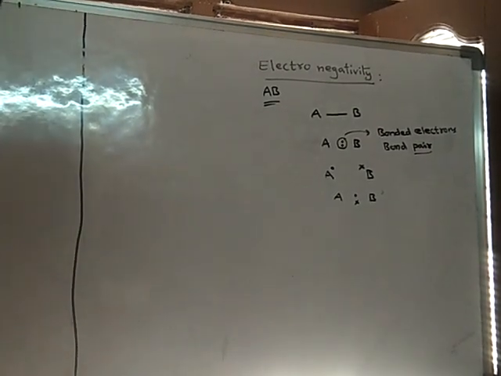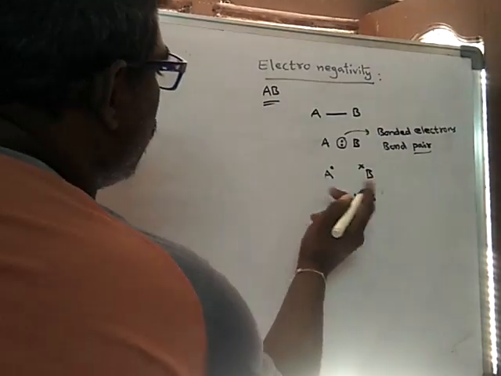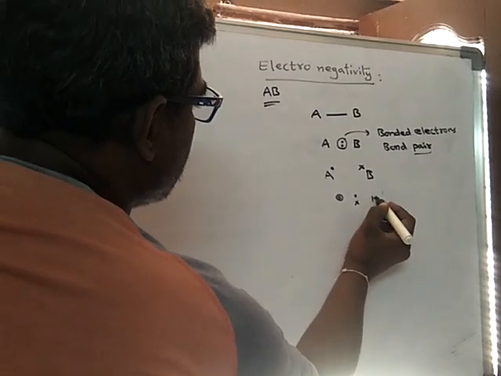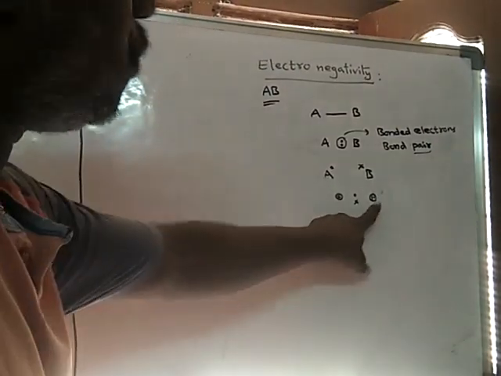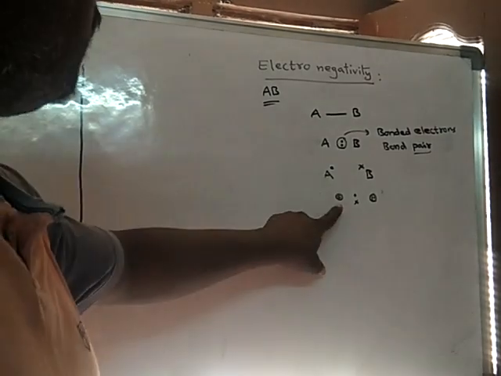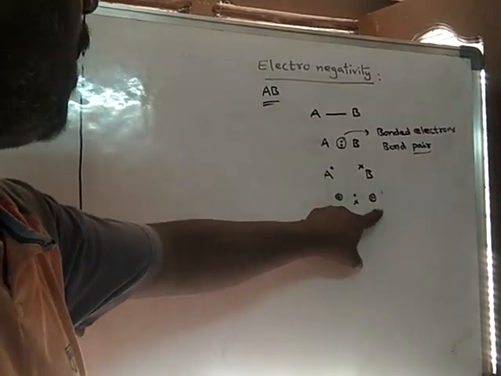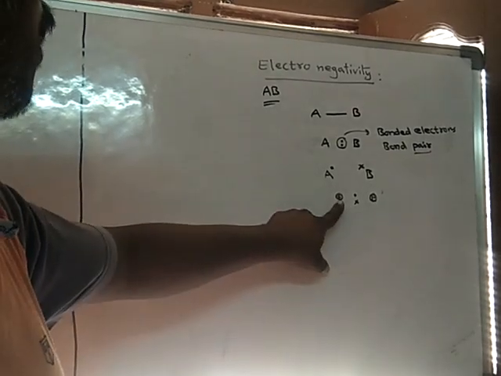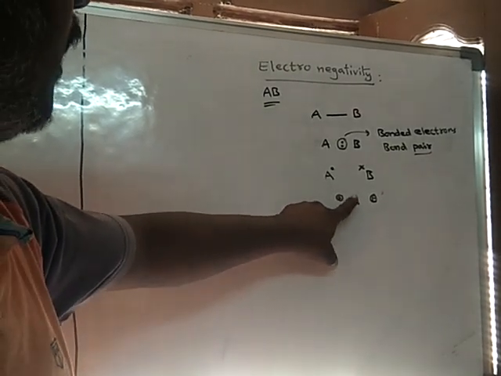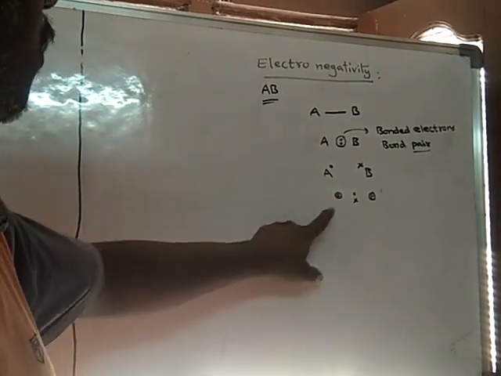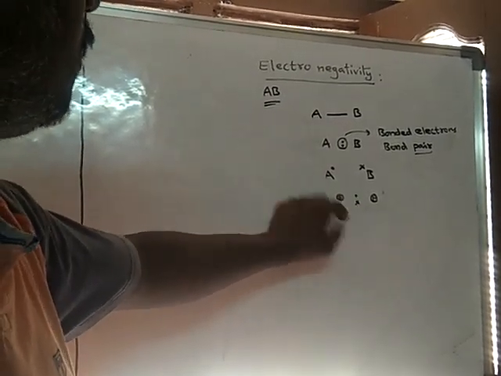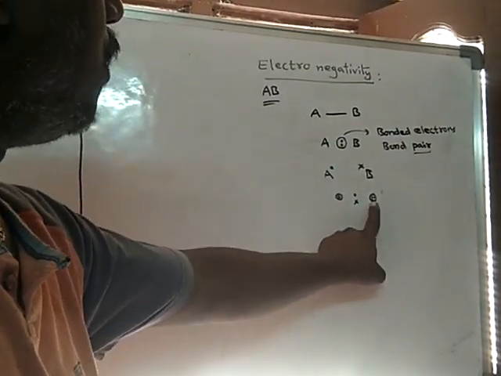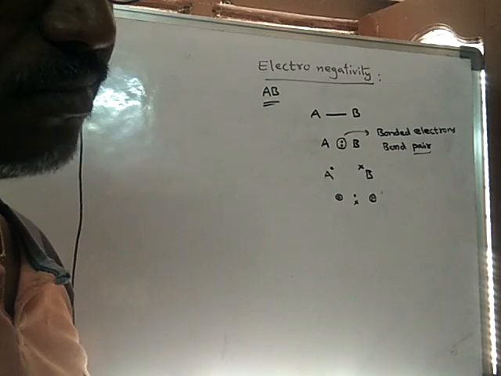Now, this atom possesses a nucleus, and this atom also possesses a nucleus. The nucleus is positively charged. The nucleus of atom A and the nucleus of atom B are both positively charged. Always, the nucleus will be positively charged. And electrons are negatively charged. So as the nucleus is positive and these are negative, this nucleus will try to attract these two electrons, and this nucleus also will try to attract these two electrons.